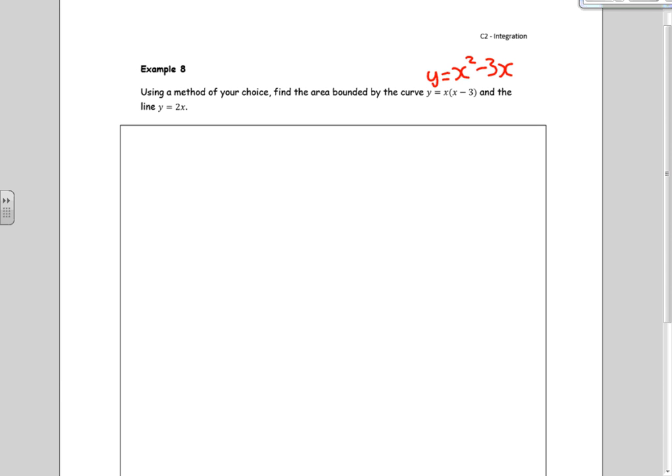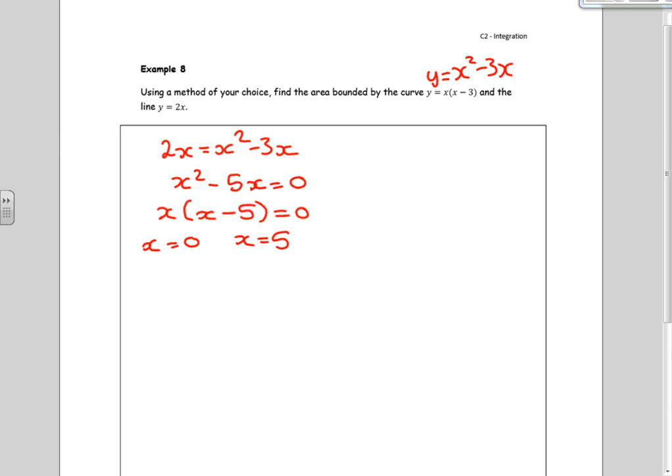I have to find where the curve y equals x squared minus 3x meets the line y equals 2x, so I know where my bounds are. Because they're both equal to y, I can set them equal to each other, and then take the 2x over to the other side, so I'm left with x squared minus 5x equals 0. Then I can take a factor of x out, which gives me x lots of x minus 5 equals 0. Now I have found my two bounds, which are x equals 0 and x equals 5.